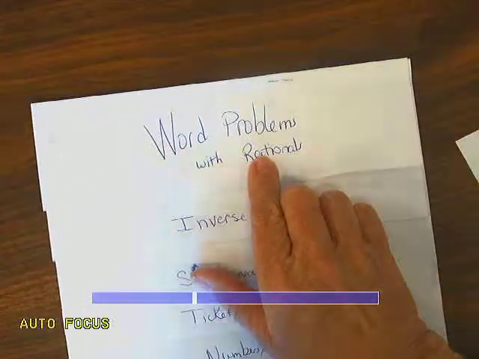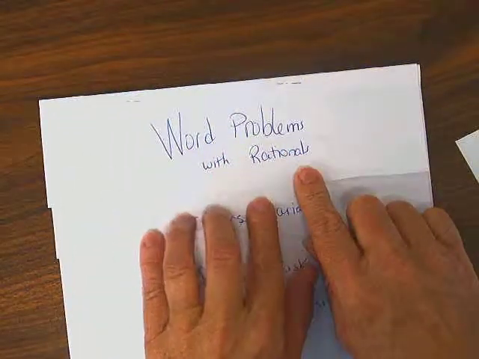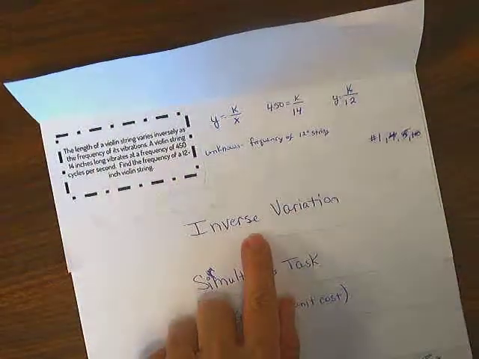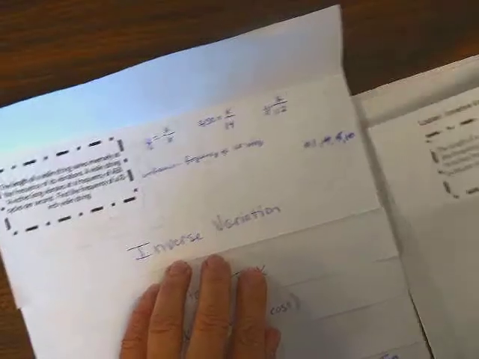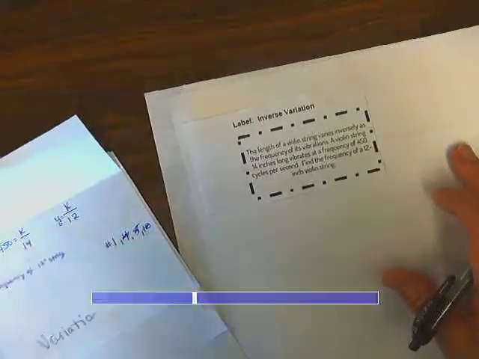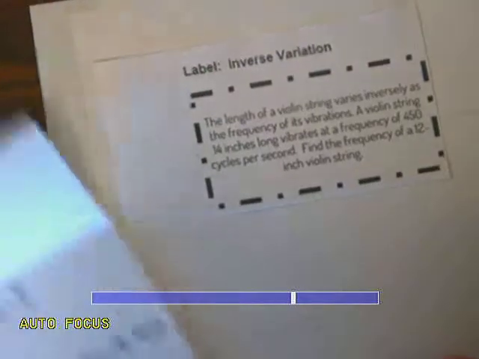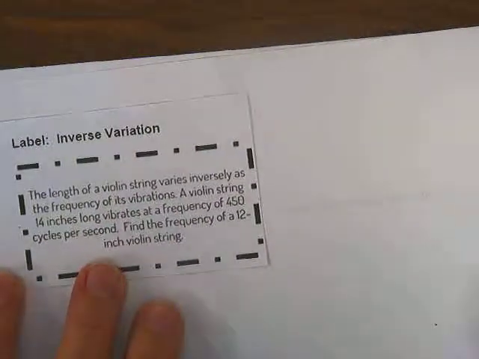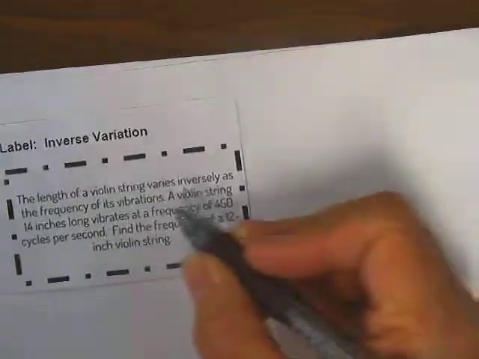The title of the whole brochure is Word Problems with Rationals. When we lift that up, we're going to have inverse variation. So let's work on inverse variation right now. And there was a problem that was handed out that we will glue in. And this is what we did in class the previous day, inverse variation.